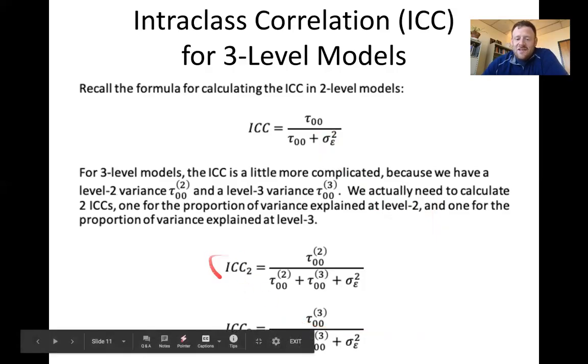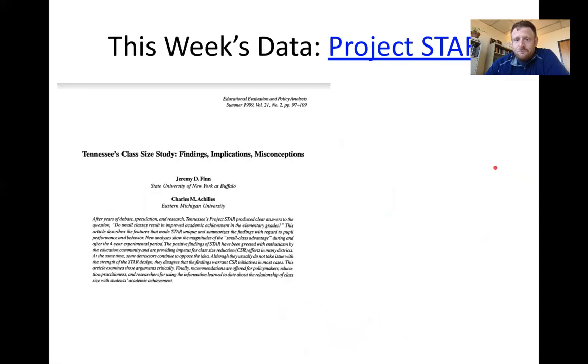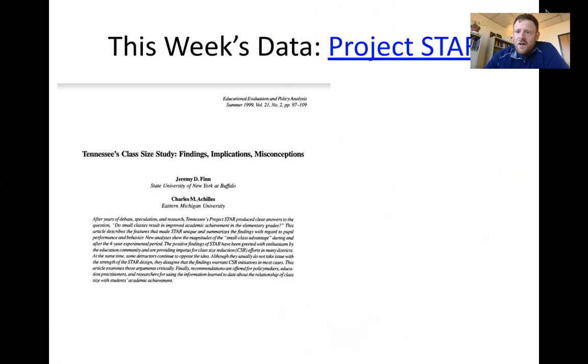So you actually have an ICC at level 2 and an ICC at level 3. The ICC at level 2 is the level 2 variance divided by the sum of all three variances. And likewise, the level 3 ICC is equal to the level 3 variance divided by the sum of all three variances. So now you actually report two ICCs. So you'll have variability at level 2 and you'll have variability at level 3. Kind of wild.